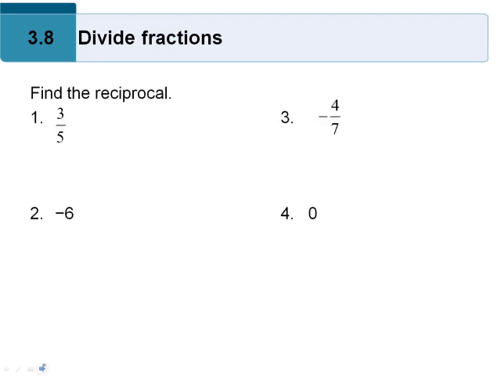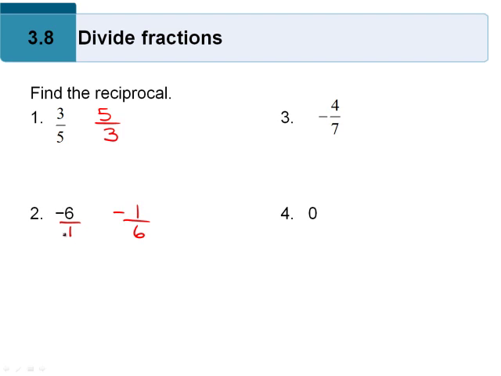So let's look at some problems. The first thing we need to do is be able to find a reciprocal. The reciprocal of 3 over 5 would be 5 over 3. Now, number 2, you've got -6. Remember, -6 can be written as a fraction if we put it over 1, -6 over 1. So the reciprocal there would be -1 over 6.